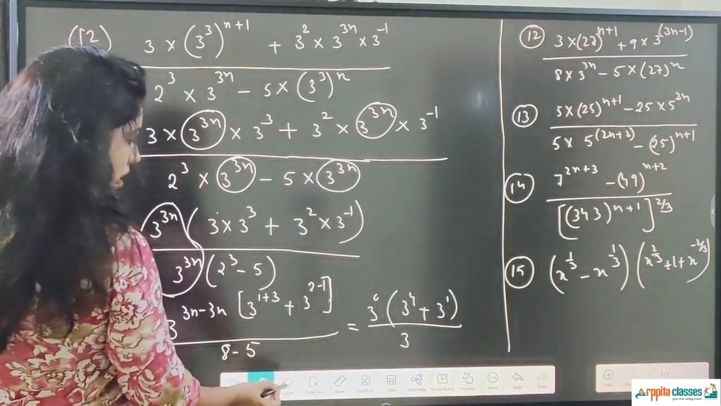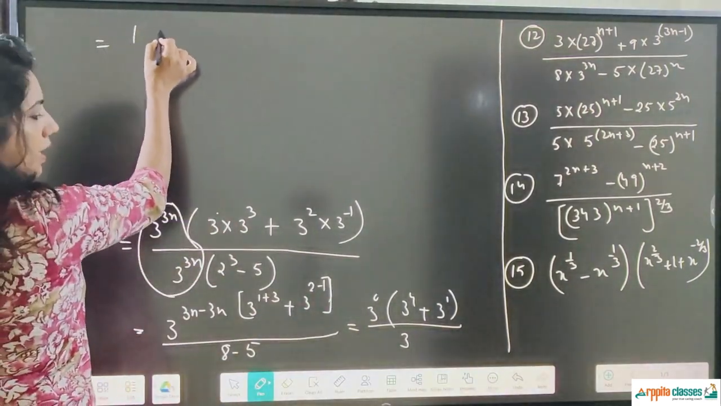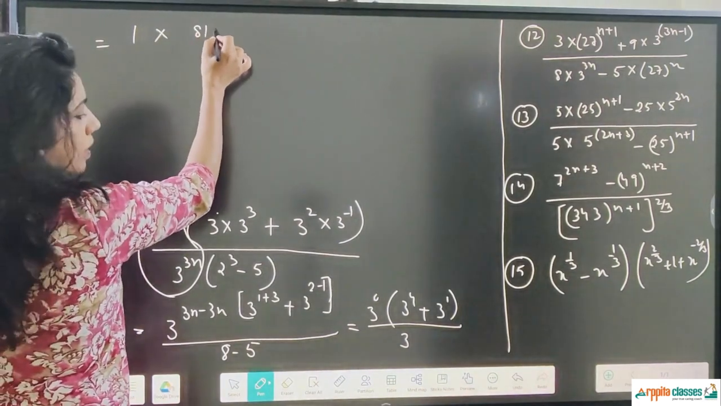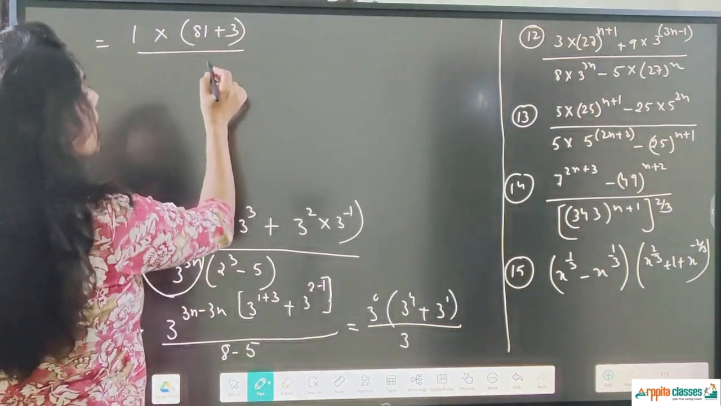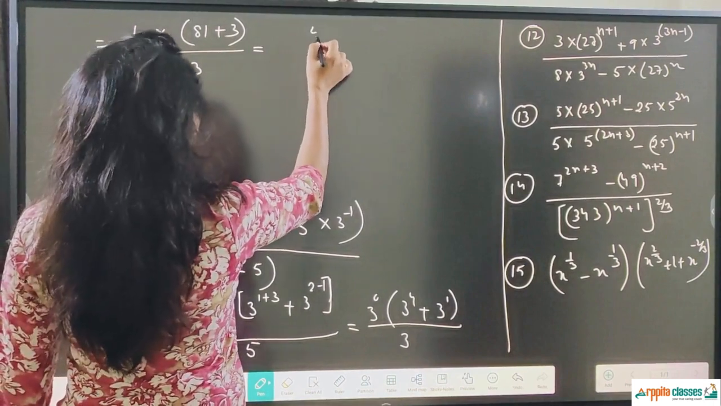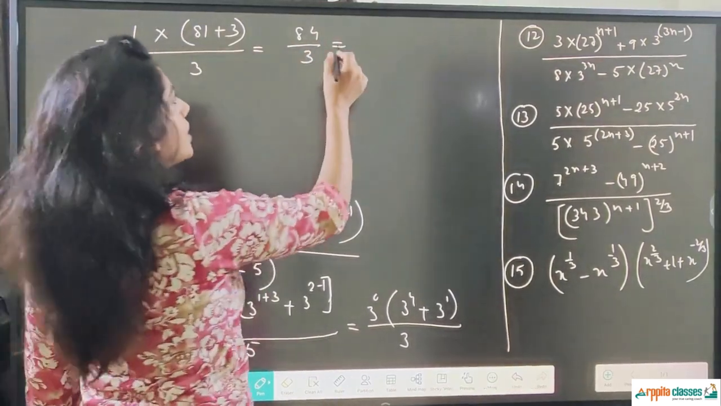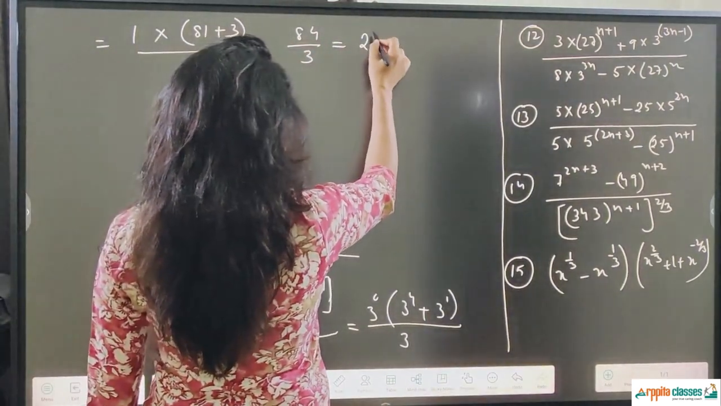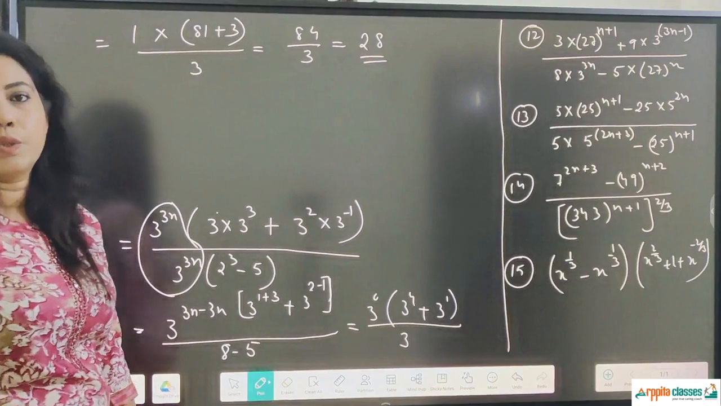Okay. Now I'll just erase this part. So now 3 to the power 0 is 1, into 3 to the power 4 is 81, plus 3, and down we have 3. So 81 plus 3 is how much? 84 upon 3. So that will be reduced. You can reduce it with 3. 3 2s are 6, 3 8s are 24, so 28. So 28 is the answer for the 12th one.